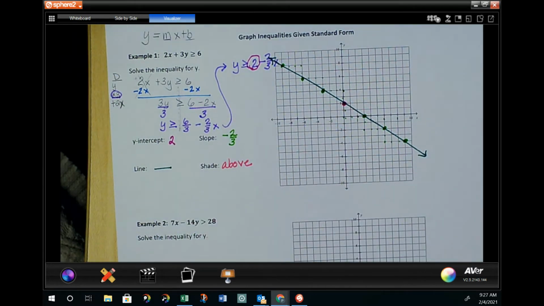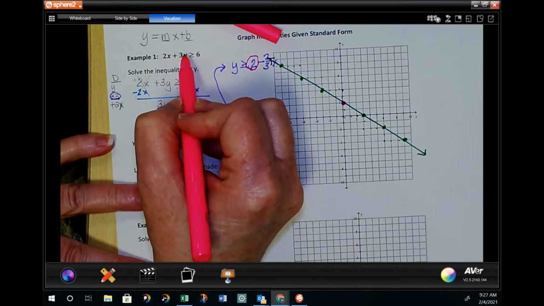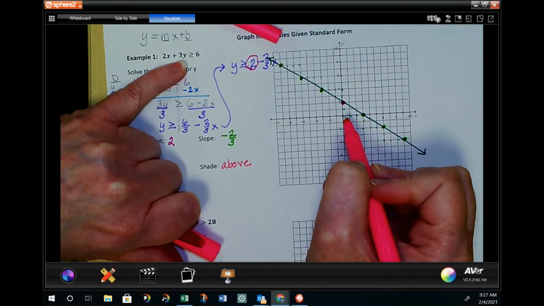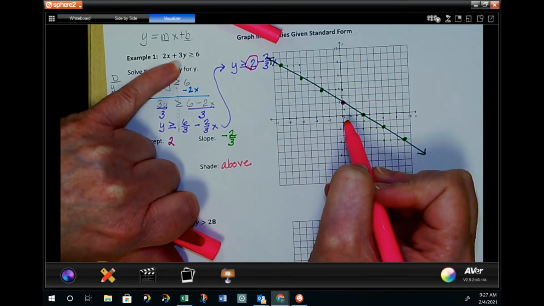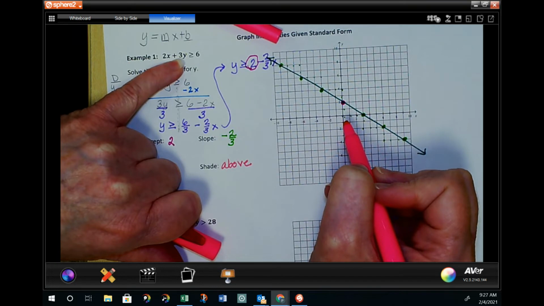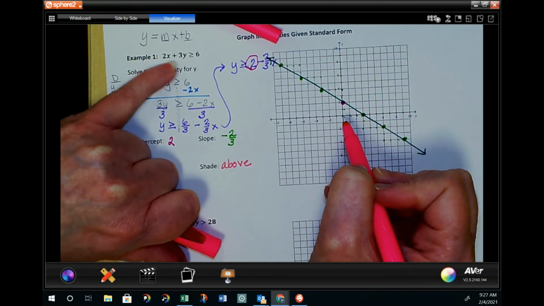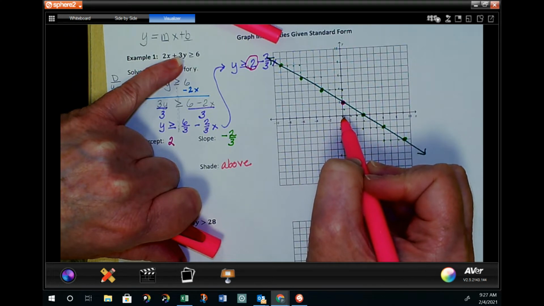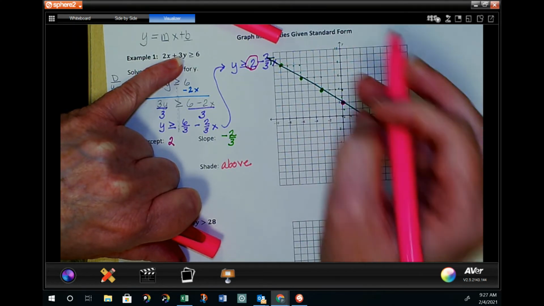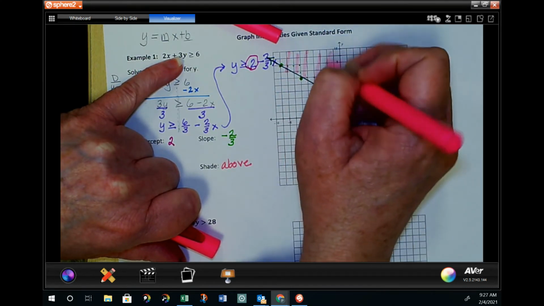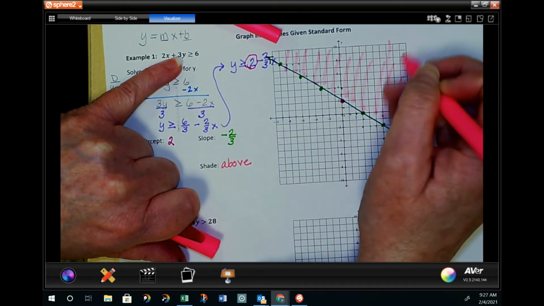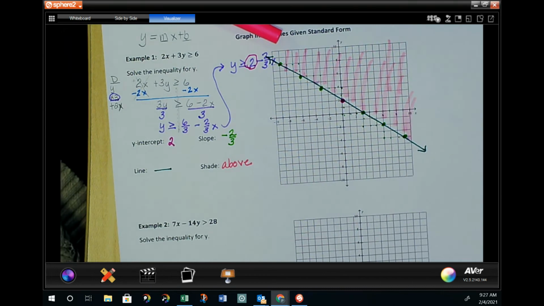And now I have to shade, and you can put numbers in, 0 and 0. So if I did my checkpoint, 0 plus 0, because 2 times x is 0 and 3 times y is 0, so 0 plus 0 is 0. 0 is not greater than or equal to 6. So this point is not in the solution, which is why we shade above. So you're going to go through and shade above that line, and that's your answer.